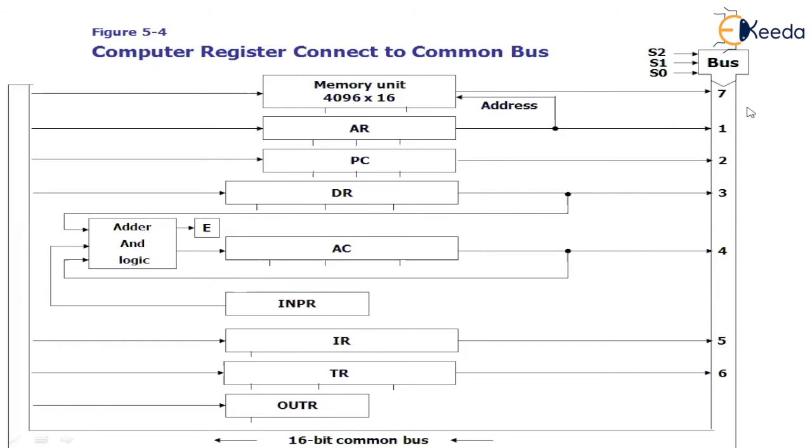Of course, there is a bus system. This bus system also will be controlled by the control unit. I mean, there are 8 registers that will be selected by this bus system. The bus system will be controlled by a multiplexer. The multiplexer will have 3 inputs, that is S0, S1, and S2.